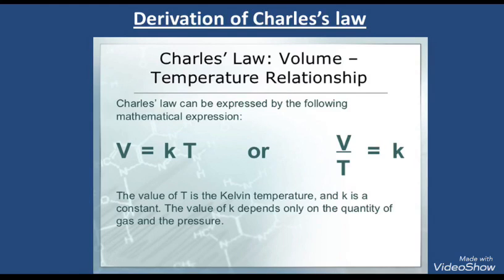This means what? It means that the volume-temperature relationship is a direct relationship. If temperature increases, volume increases. If temperature decreases, volume decreases. This is the direct relationship between volume and temperature. The key point of Charles' law is that the temperature is the Kelvin temperature and K is a constant. The value of K depends only on the quantity of gas and the pressure.